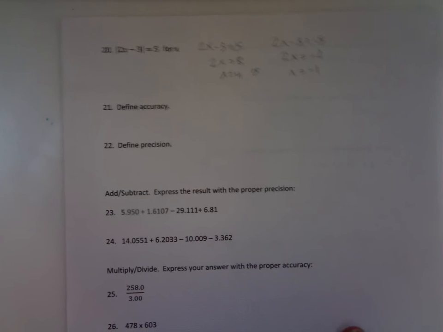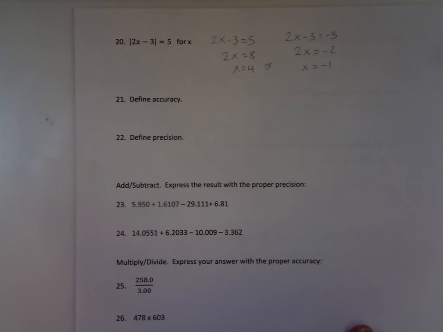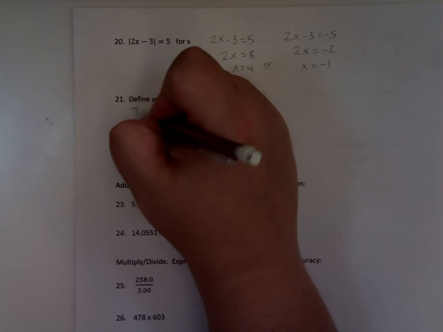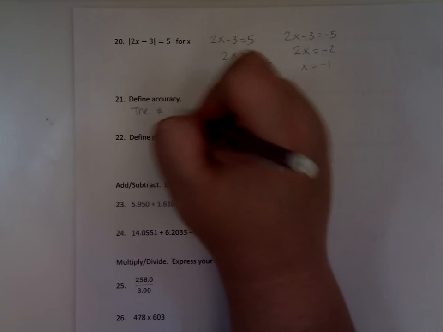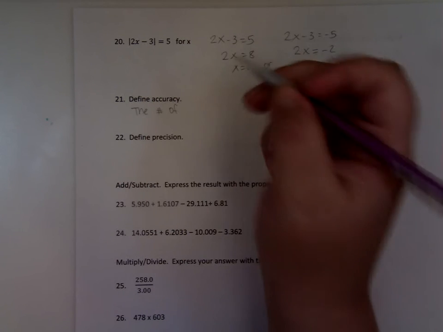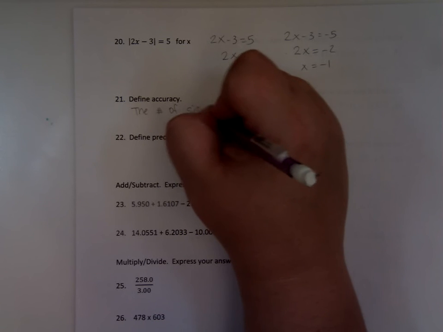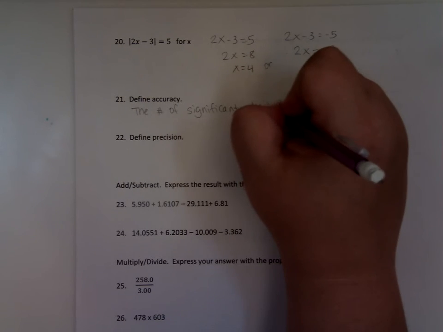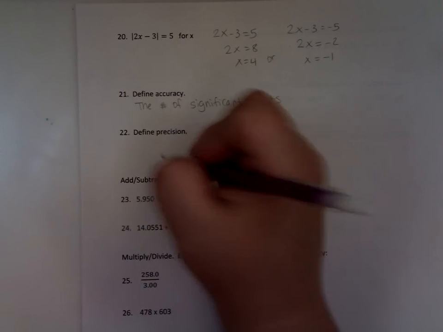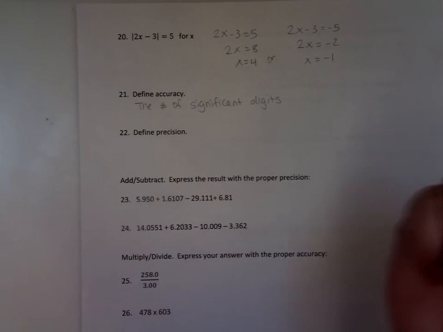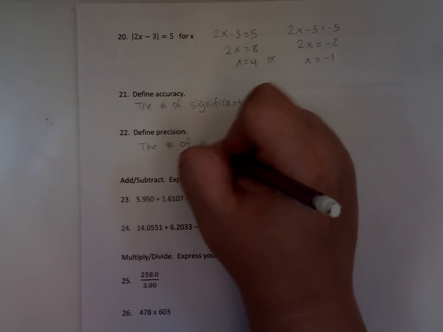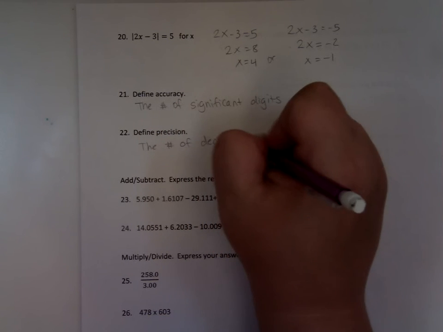Okay, so when we talk about accuracy, we mean the number of significant digits. And when we talk about precision, we mean the number of decimal places. So they go hand in hand.